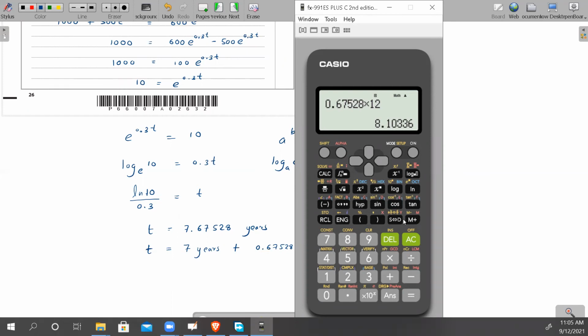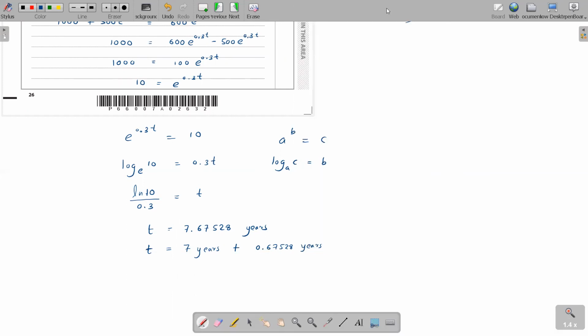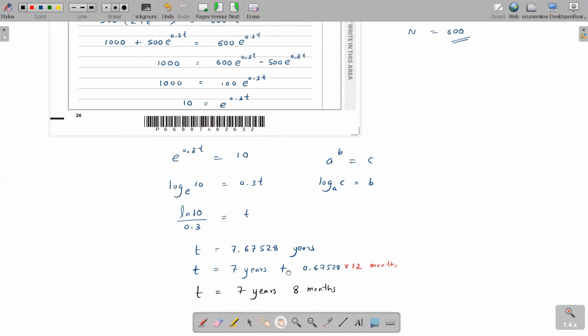I think they want it to the nearest month, so 8.1 months means 8 months. So we multiply the years part by 12, and this becomes months. This gives me the time equals 7 years and 8 months. So you need approximately 7 years and 8 months for the population to reach 500. Okay, so this is how it's done.